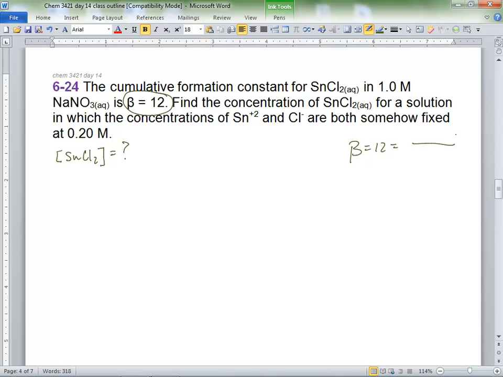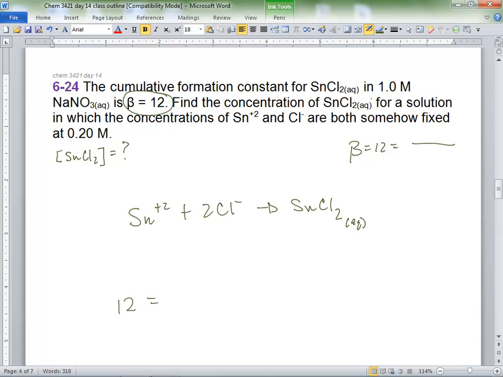The reaction, right? So let's ask Mariella to do that for us. Now we want to know the expression. Shelby's exactly right. So we need the reaction that corresponds with that beta equaling 12. What would you write? Sn plus 2 plus 2Cl minus gives SnCl2. Okay, now what subscript are you going to put on the SnCl2? AQ. It's important, right? Because we don't assume that's a solid.